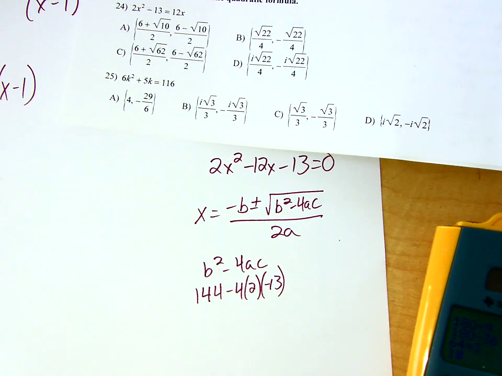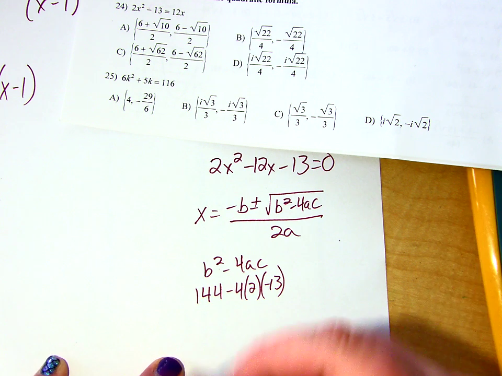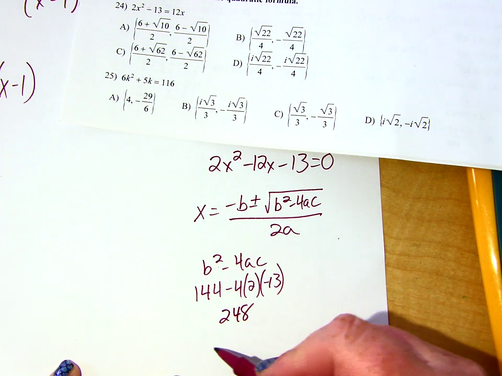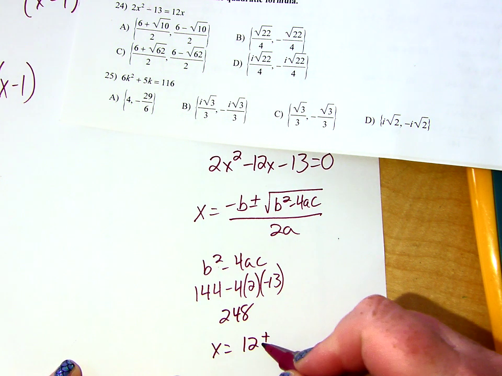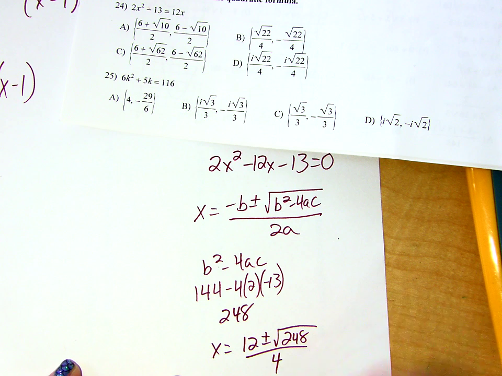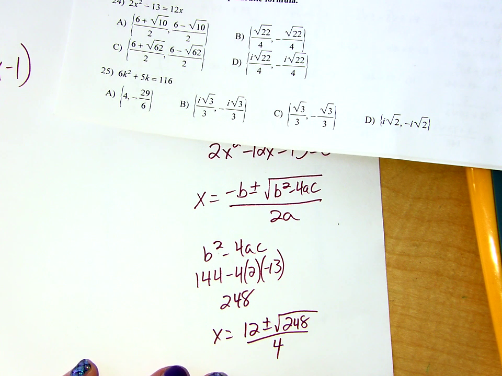So, let's see. 144 plus 104... So now I'm here. x equals negative b plus or minus the square root of 248 all over 4. So now I just have to figure out which one of those choices is equivalent to that. One of them I can cross off right away.